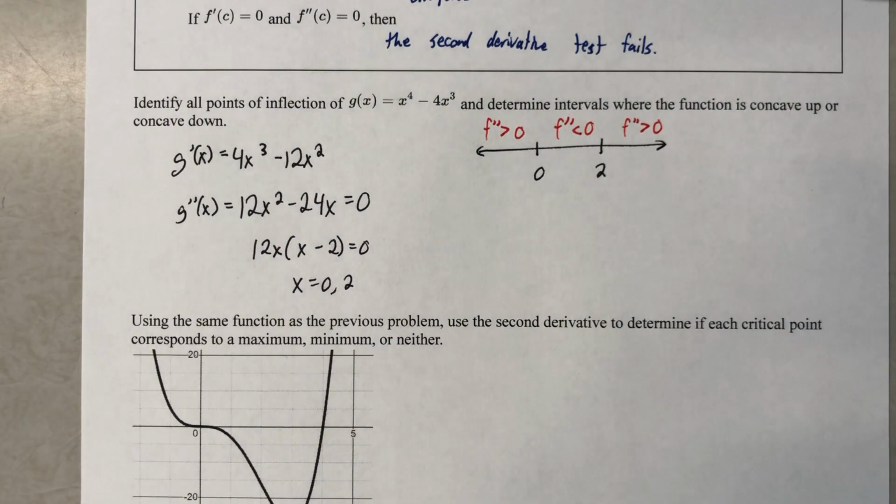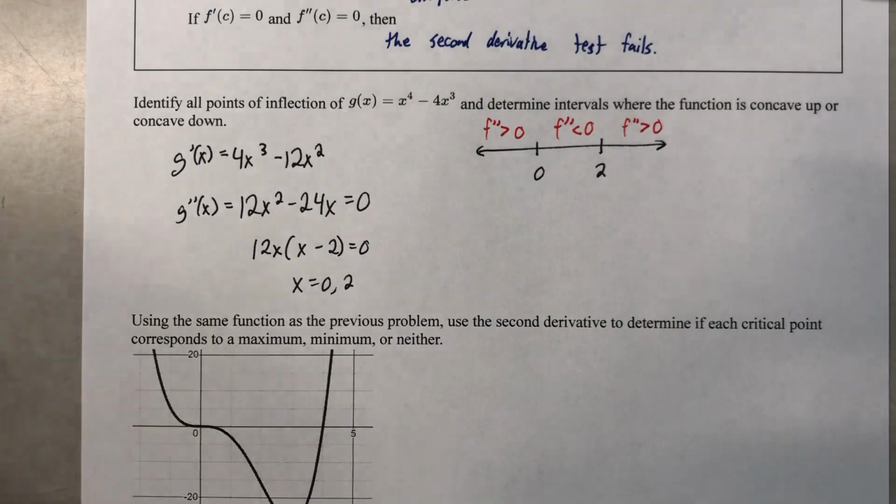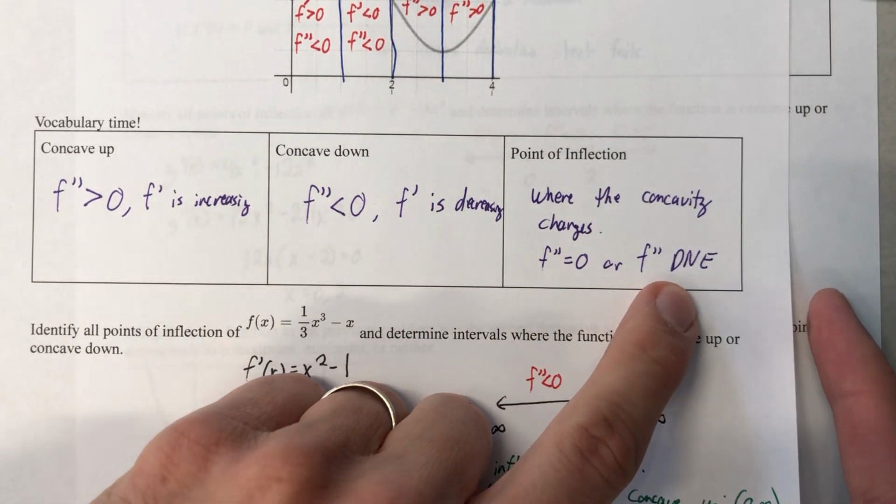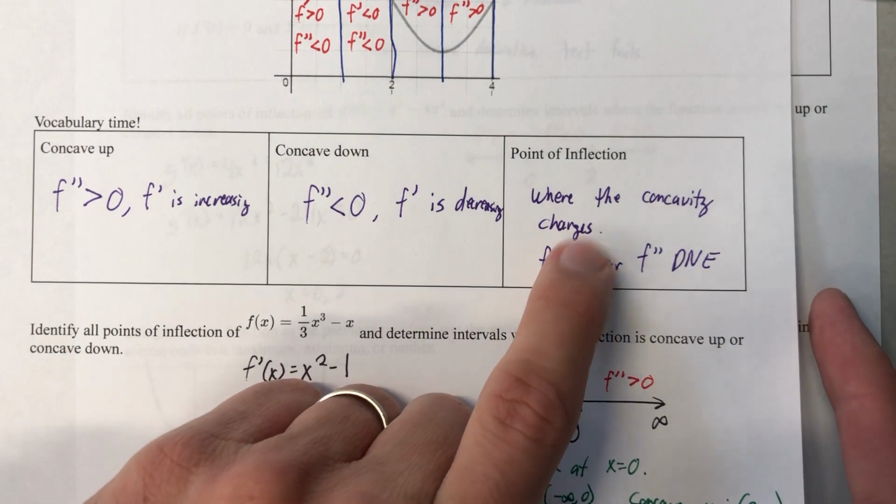And we need to find out where we have a point of inflection, or more than one point of inflection. And a point of inflection, a little bit of vocabulary, is where the concavity changes. It's where the second derivative equals 0 or does not exist. But the concavity also has to change, okay?